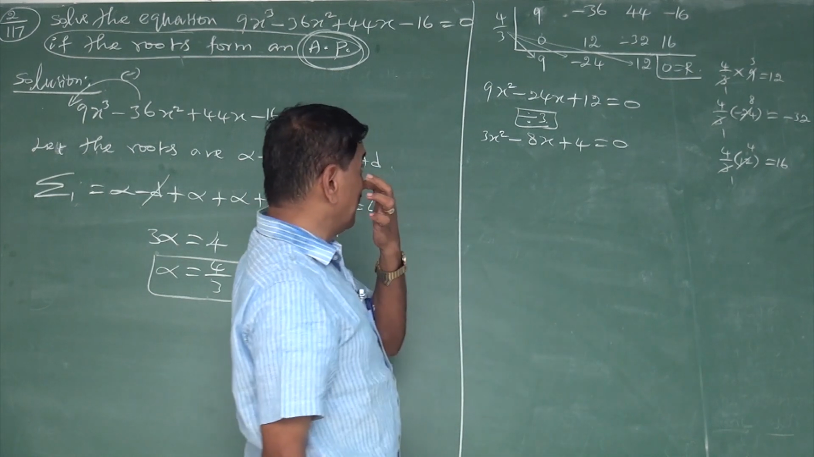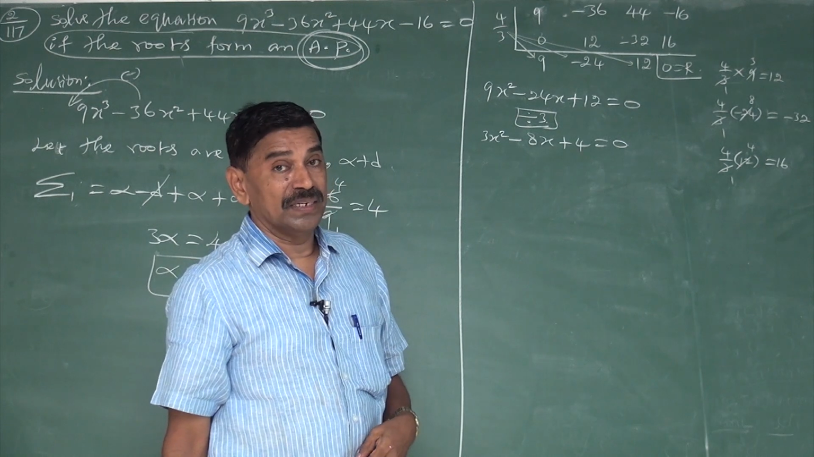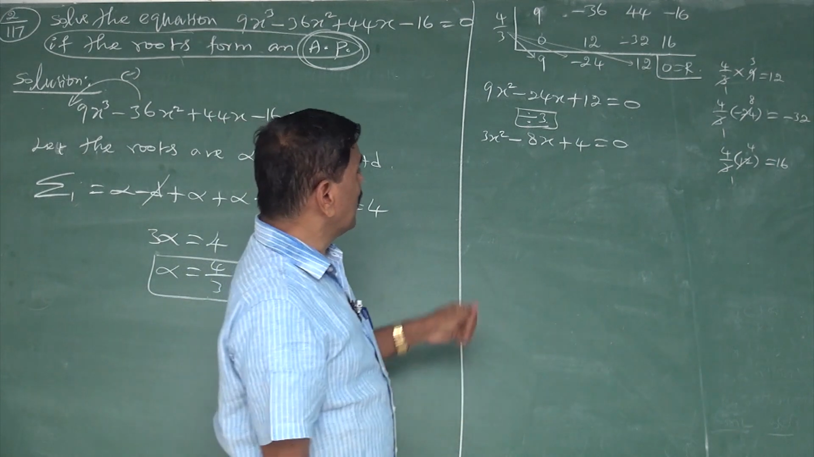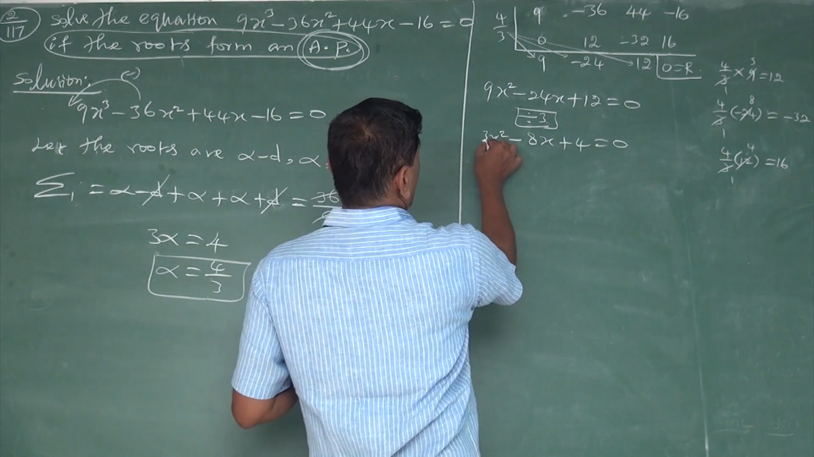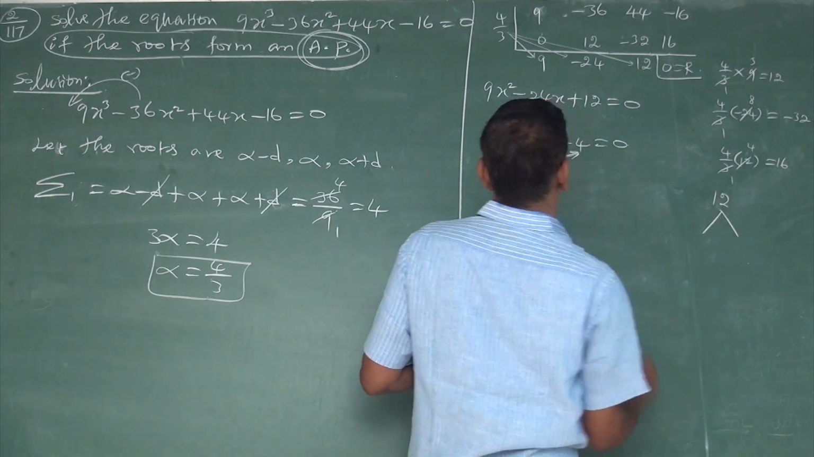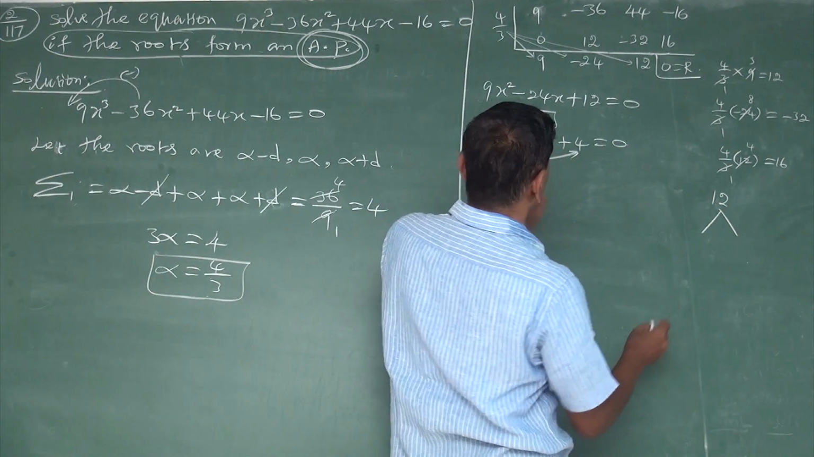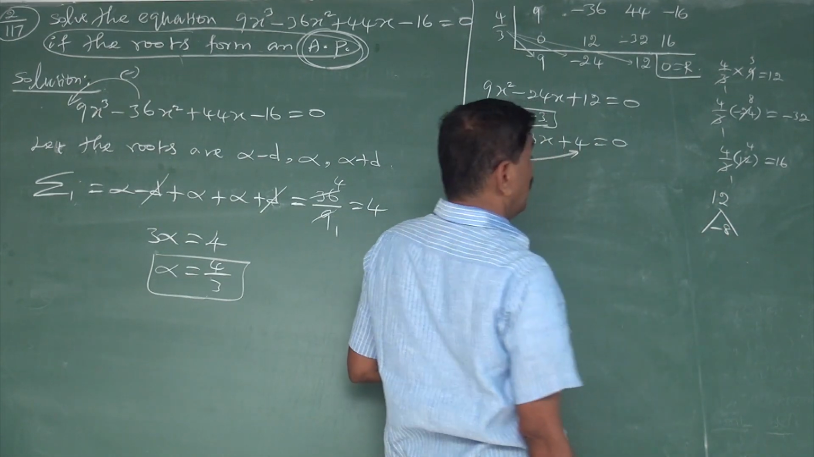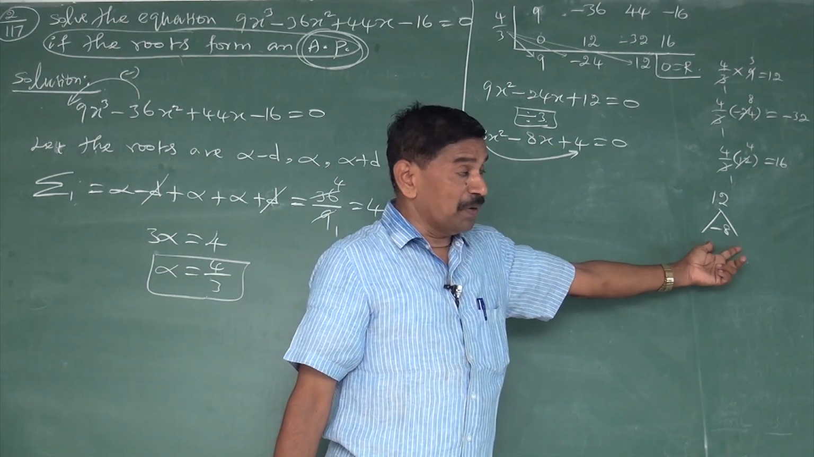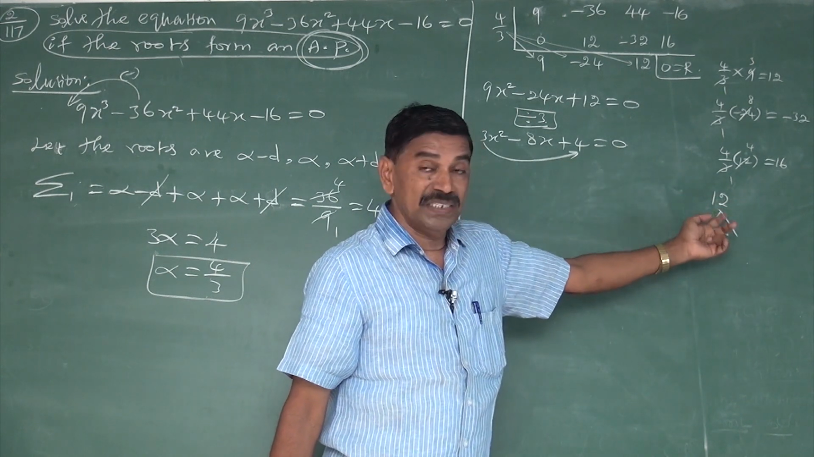Now, any idea to solve this quadratic equation? Very good, factorization method. Suppose factorization method fails, then we move to the quadratic formula method. Here, verify. X square coefficient into constant, plus into plus, that is 12, plus 12. Next step, what is the center element? Good, minus 8, because minus 8 is the x coefficient. Now identify two possible factors of 12 such that the product is 12 and sum or difference is minus 8.